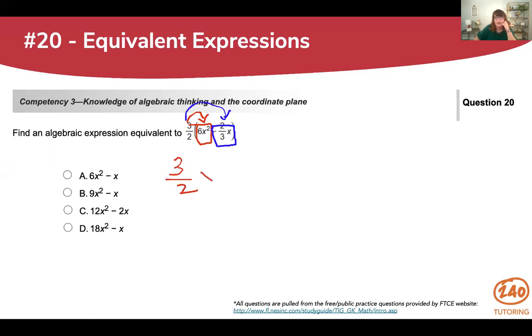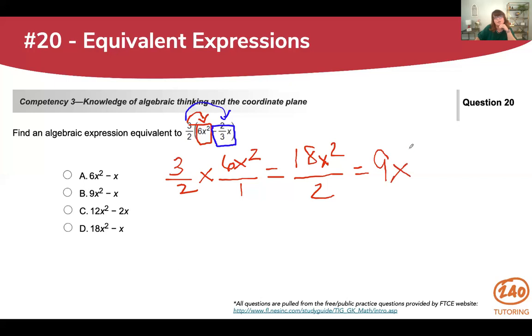3/2 times 6x squared. So I'm going to put 6x squared over 1 to make it a fraction like this. And now I'm just going to multiply that out. So I have 3 times 6 is 18. So I get 18x squared, okay? And then 2 times 1 is 2. Now I can divide that 18 by 2. I can simplify that. 18 divided by 2 is going to give me 9x squared.